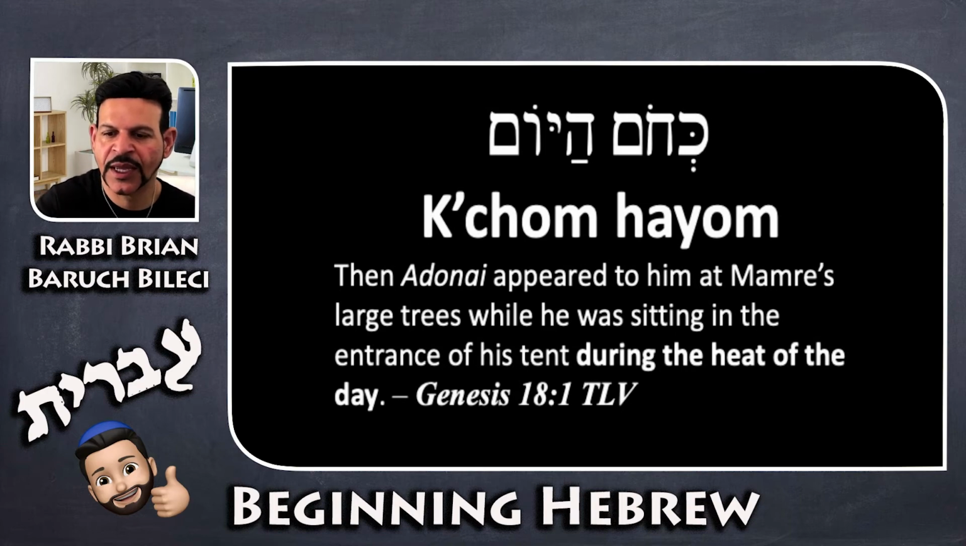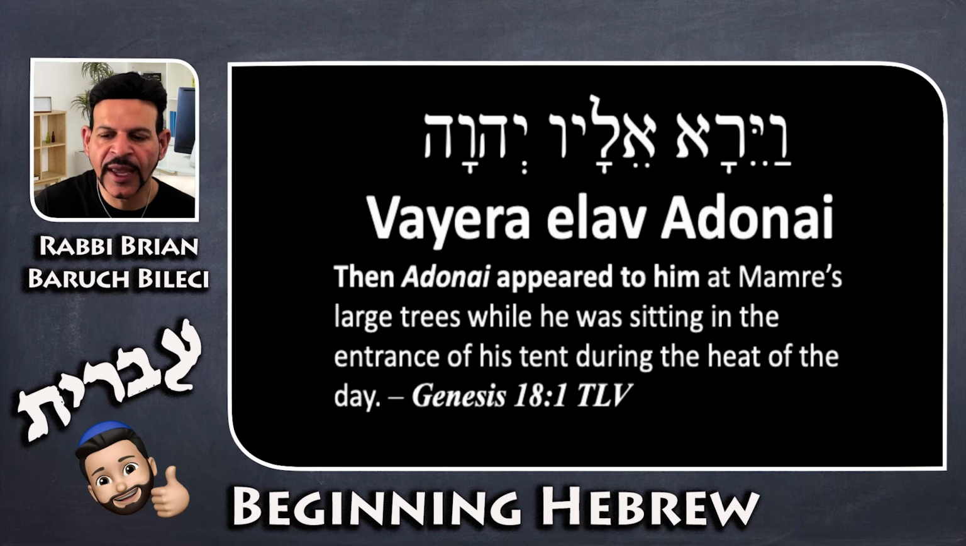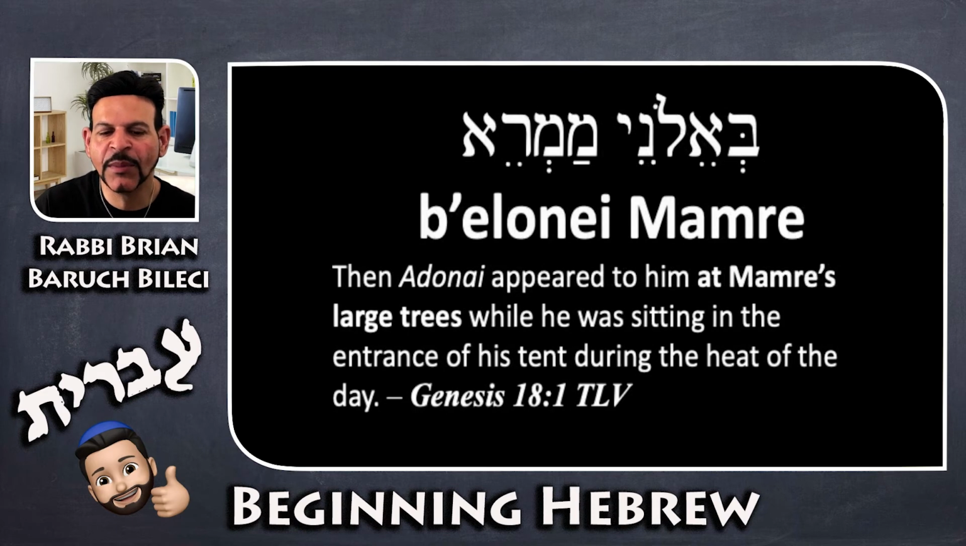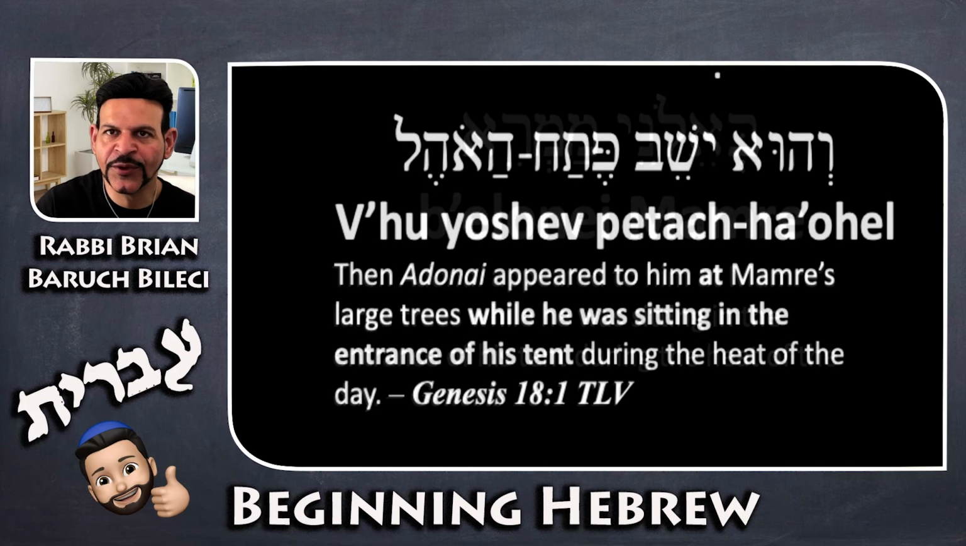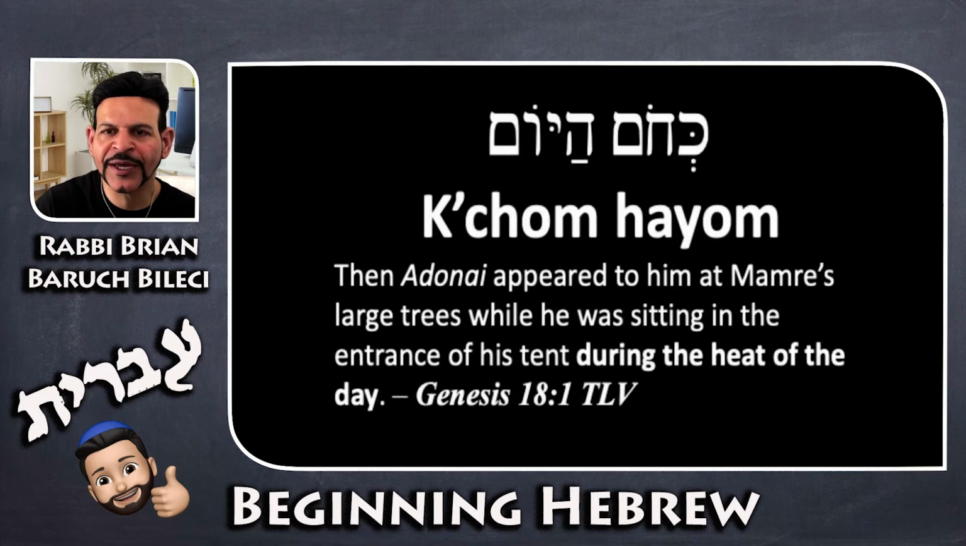Let's go ahead and sing it again. Vayera elav Adonai Belone Mamre. Vehu Yoshev Petach HaOhel Kechom Hayom. And Adonai appeared to him at Mamre's large trees while he was sitting in the entrance of his tent during the heat of the day.